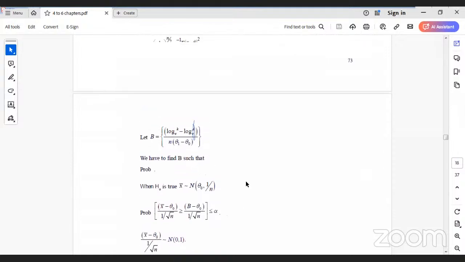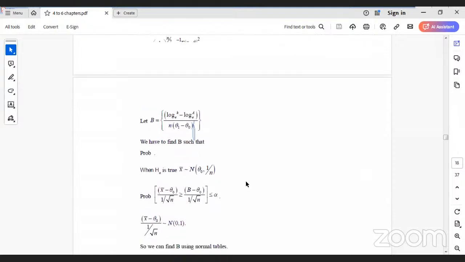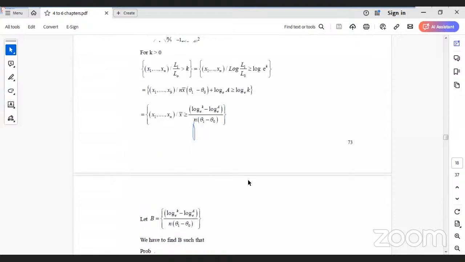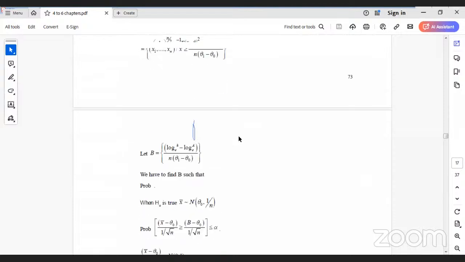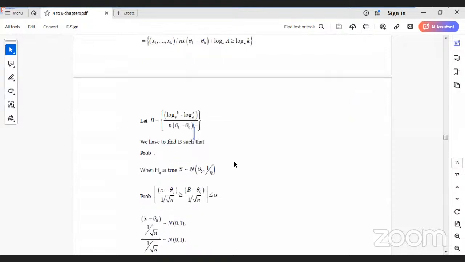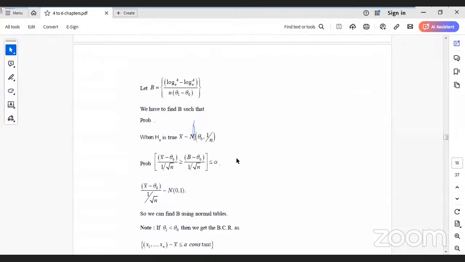So see here in this condition, log b is equal to log e k minus log e a. And then in simplification, it is log e b by n into (theta 1 minus theta naught). We have to find b such that the probability, when H naught is true, x bar is distributed as normal with theta naught and 1 by n. So probability of (x bar minus theta naught) by 1 by root n is greater than or equal to (b minus theta naught) by 1 by root n. So these are the conditions we are arriving at here.